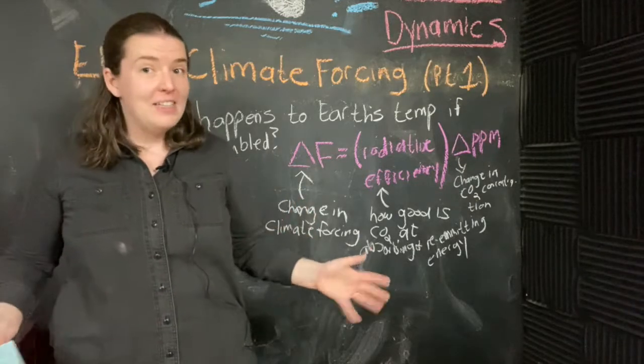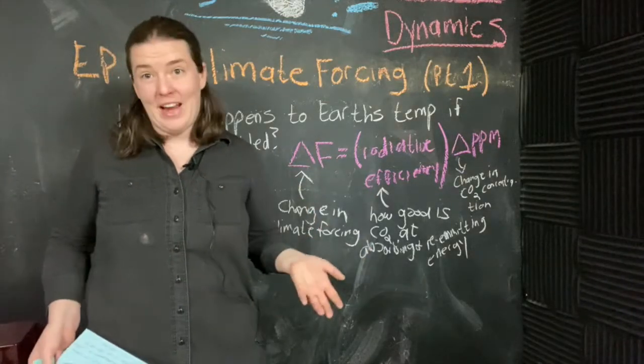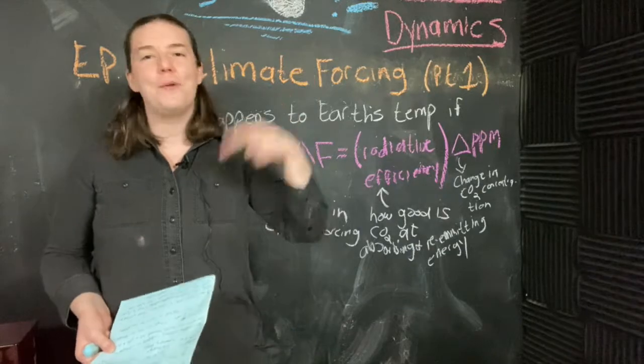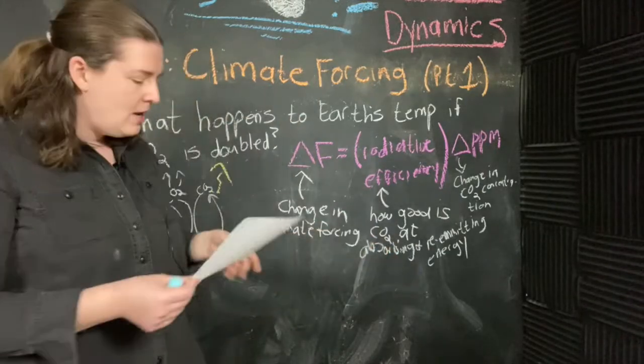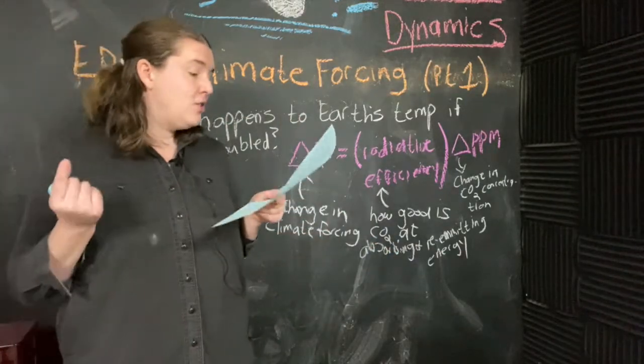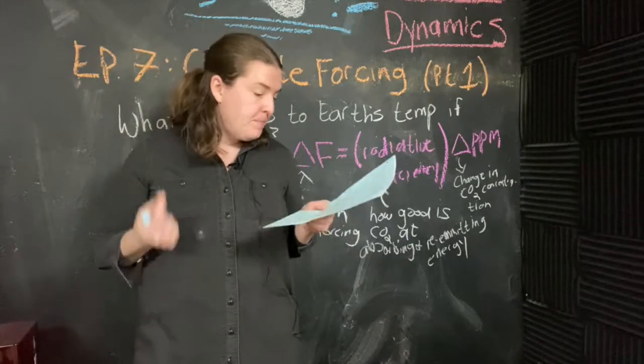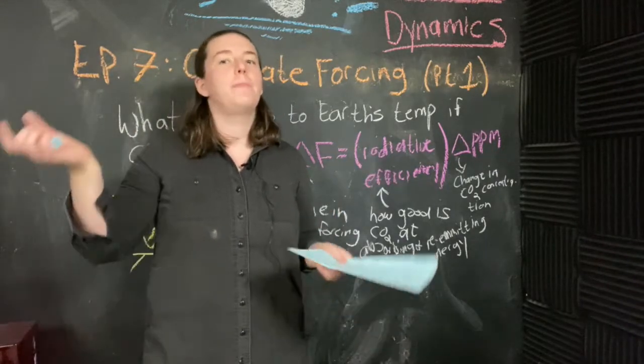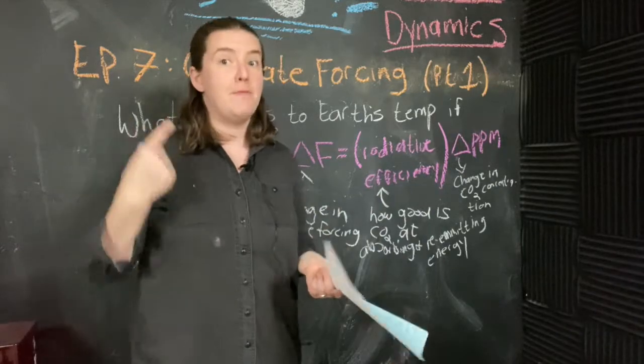For us, there was a number in a textbook that I have, so that's the number we're going to use. I'll put a link in the description to my source there. So it's 0.0155 watts per meter squared per parts per million by volume.